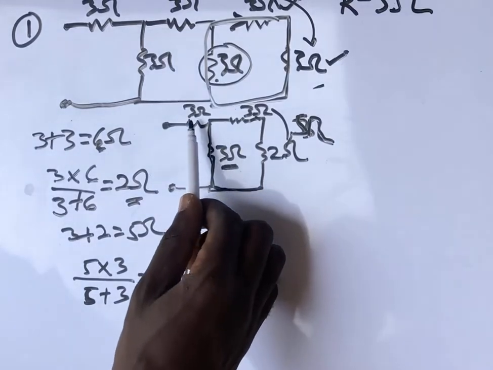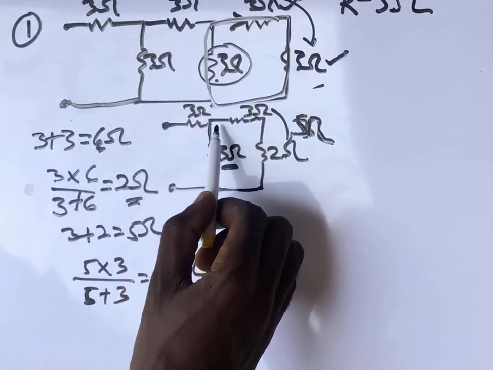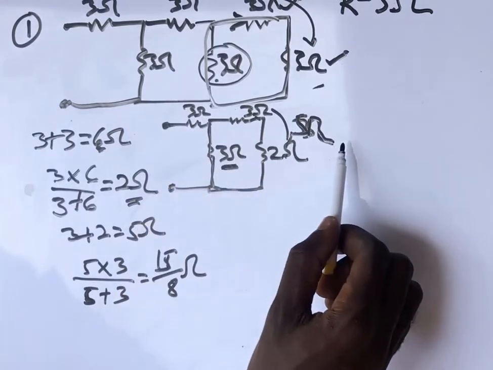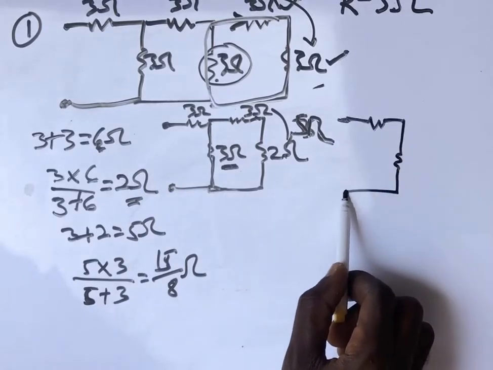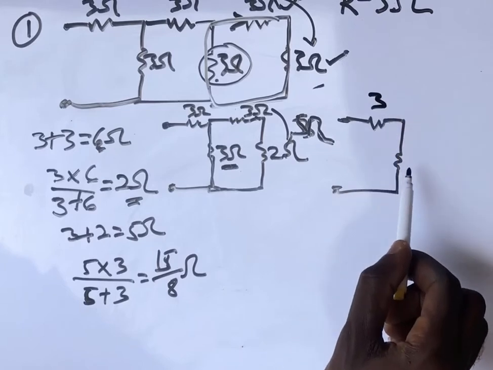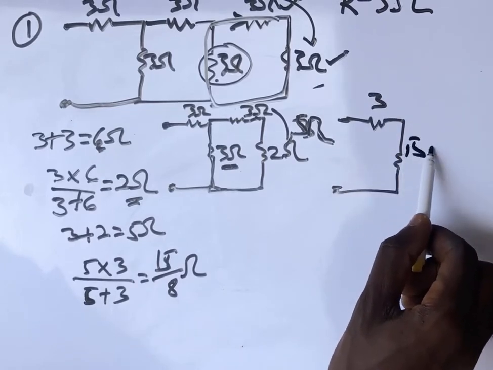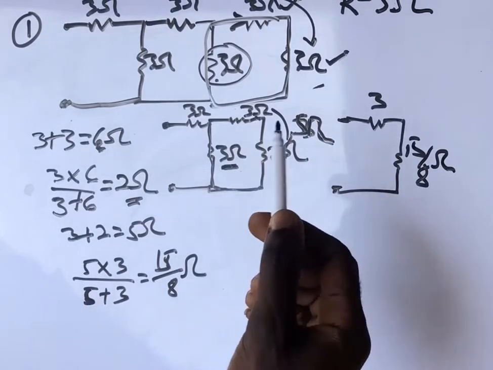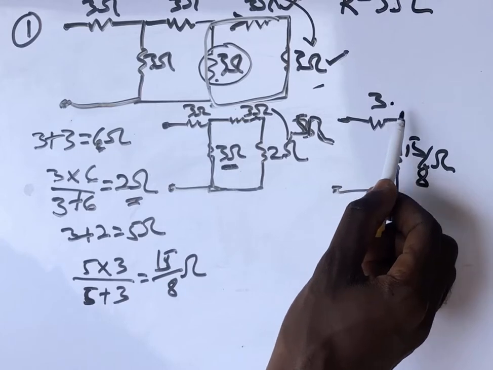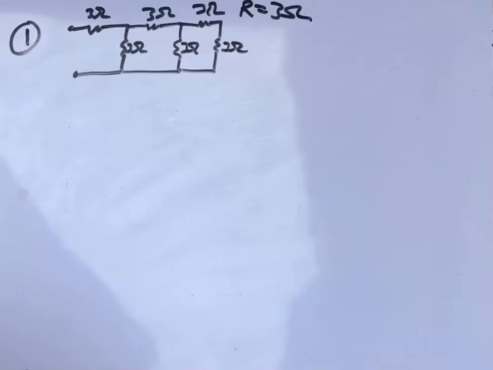Since we now have this 3 ohm, it means that we have our circuit reduced to this form. Then 15 over 8 ohms. So all you have to do is just add this and this one: this 3 ohm and then 15 over 8 ohm.